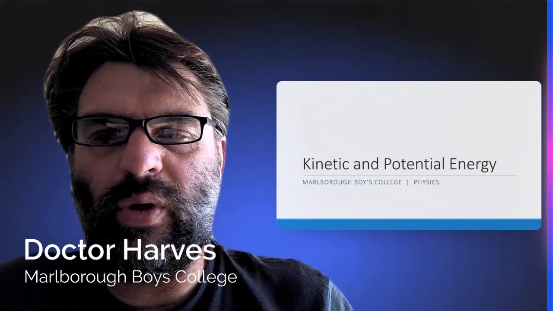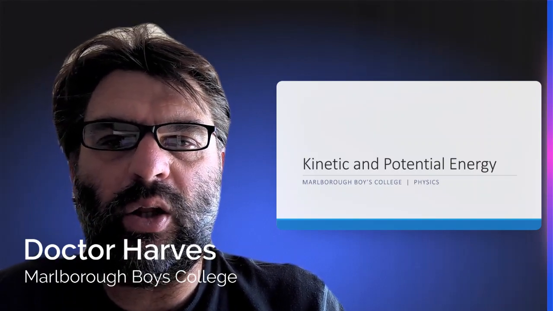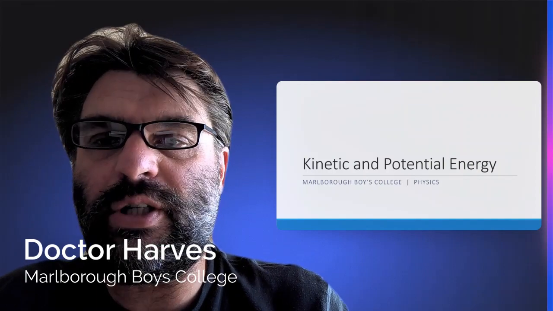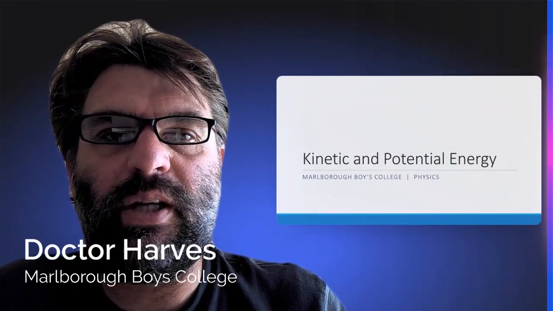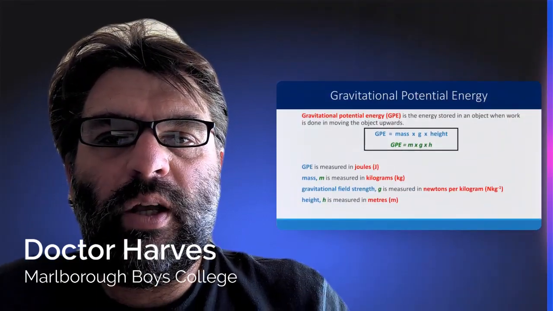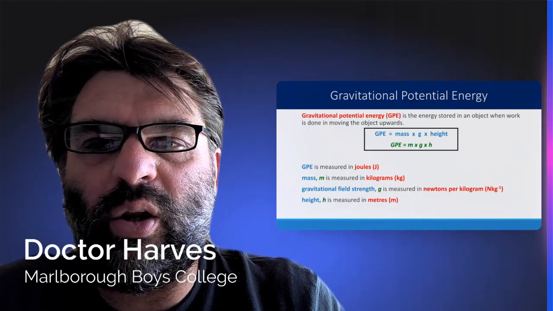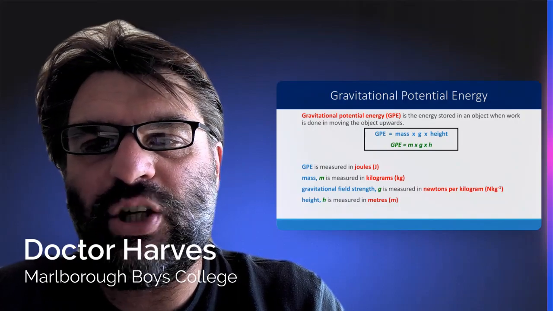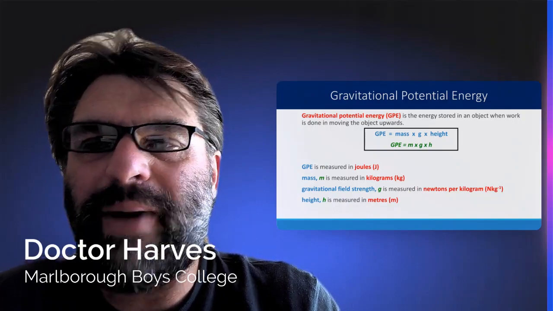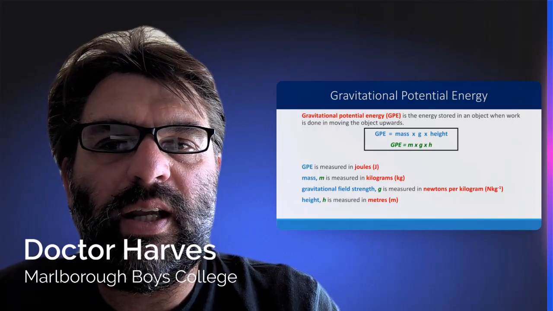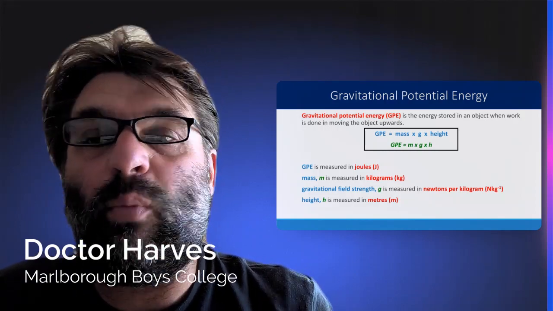So welcome back to Level 1 Physics, looking at the mechanics external standard, and today looking at the difference between kinetic and potential energy. So when we talk about potential energy, essentially in Level 1, we look primarily at gravitational potential energy. And it's basically the energy that is stored when an object is moving upwards.